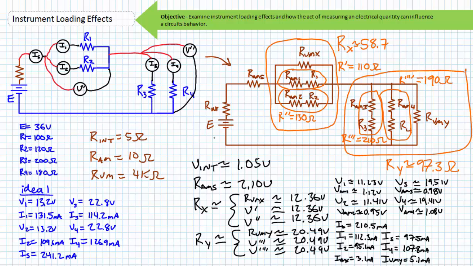These three paths rejoin and then split again into three alternate paths, 97.5 milliamperes of which travel through ammeter 3 and R3, 107.8 milliamperes of which travels through R4 and ammeter 4, and 5.1 milliamperes of which travels through voltmeter Y. Alright, that is it. We are finally done with this example problem.